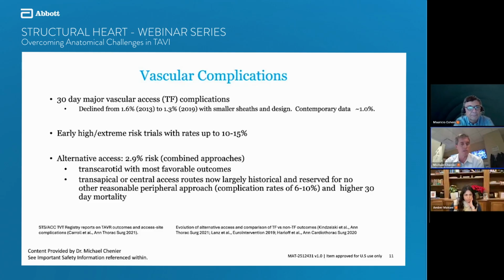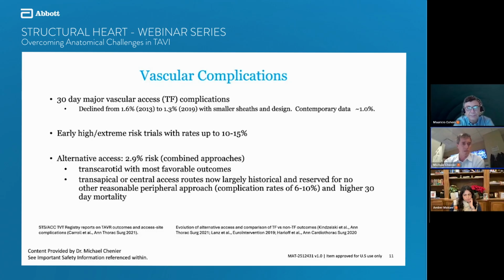This is a little bit older data going back a few years, but basically the bottom line is that transfemoral complications are low. They're single digit. Contemporary data is about 1%. In the early PARTNER trial data era, high and extreme risk trials, those patients had, even the transfemoral ones, complication rates up to 10 to 15%. So what does that mean? Of course, the vascular access complications requiring blood transfusion, surgical intervention, or a combination of both.